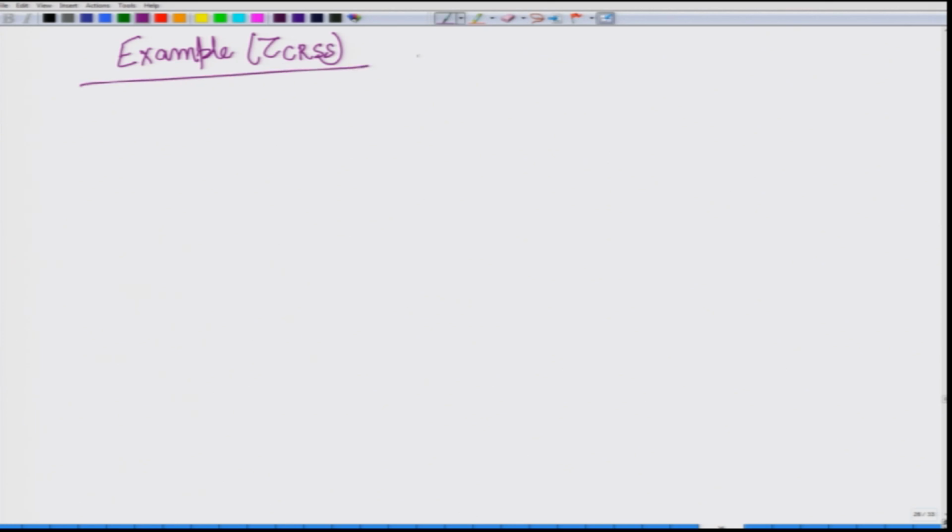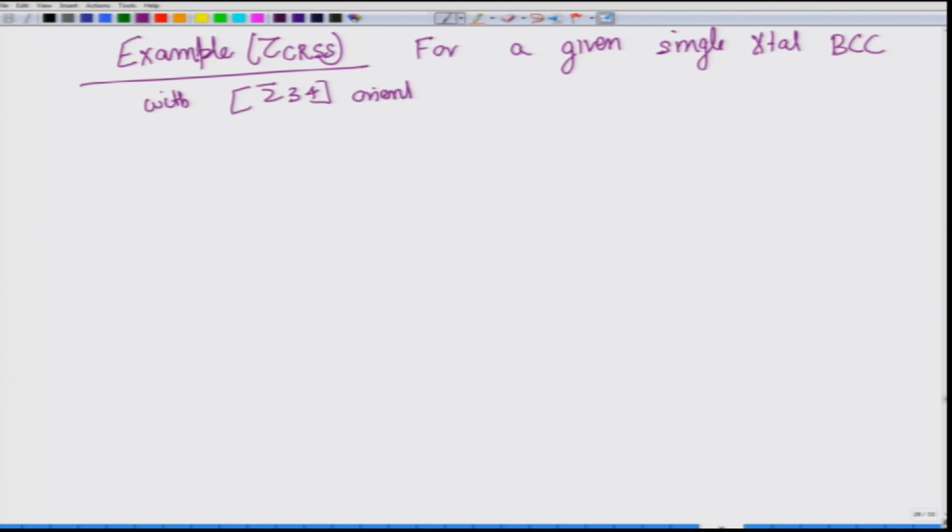So, what is the question? It is given that for a given single crystal, remember when we are talking about critical resolved stress, the derivation we had used a single crystal. For a given single crystal, BCC, it is given what type of system it is. Why do you need that? Because we need to know what different slip systems can get activated with orientation bar 2, 3, 4. So, the orientation of the single crystal is given, and what is given is tau CRSS, which is equal to 10 MPa.